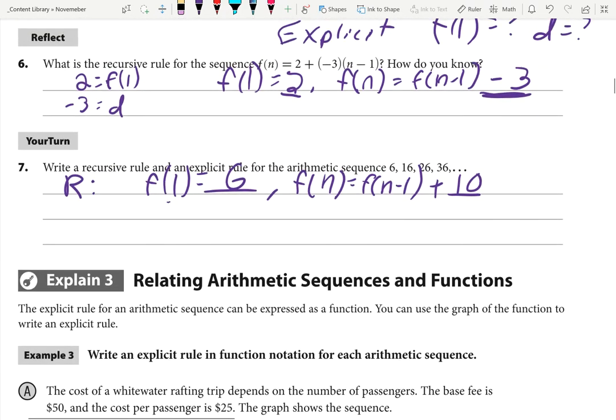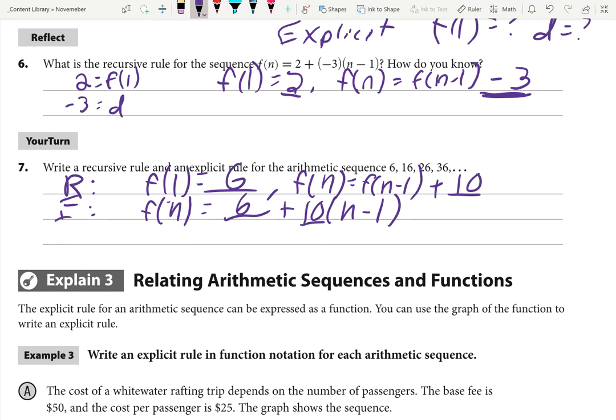If you want to find the explicit rule, again, the explicit rule's formula is f of n equals f of 1 plus d times n minus 1. But we're supposed to plug in f of 1. We're supposed to plug in d. And we know those things. F of 1, the first term, is 6. And then d, the common difference we've already mentioned, was 10. We plug in 10. There's your explicit rule. Again, it follows a formula where we just plug in those two values, the first term and the common difference. That's going to be it.